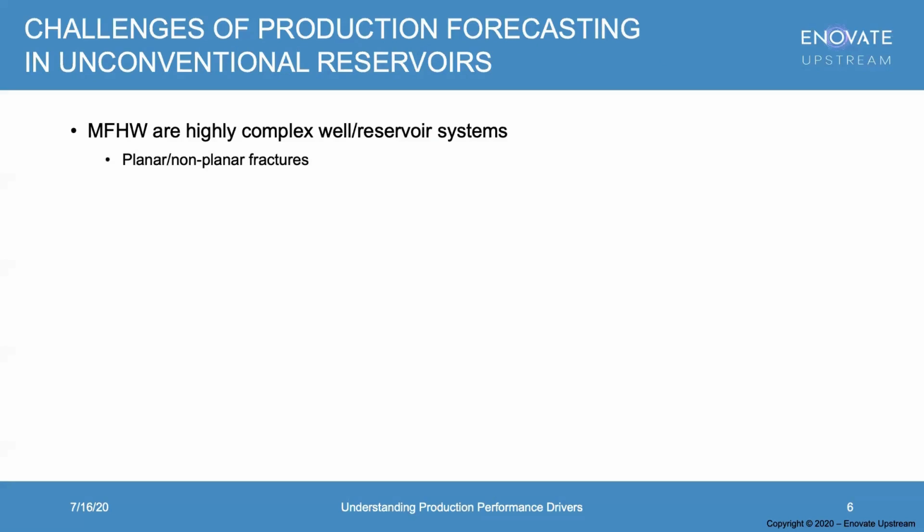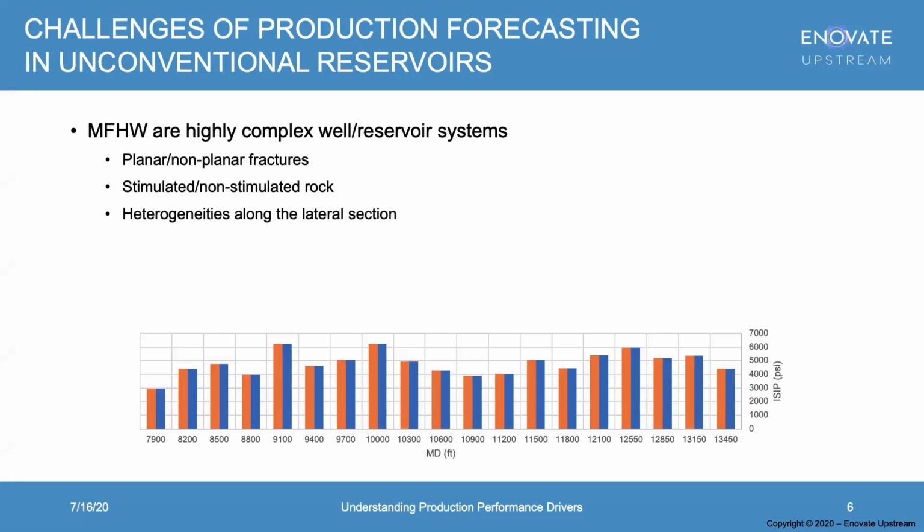We have planar and non-planar fractures. We have stimulated and non-stimulated rock, as I just mentioned, and the heterogeneities along the lateral section are evident. In fact, let me show you an example of the heterogeneity in the instantaneous shut-in pressure. This is for another horizontal well. You can see here that the instantaneous shut-in pressure changes this way along the lateral, which is telling you that rock properties are somehow changing as well.